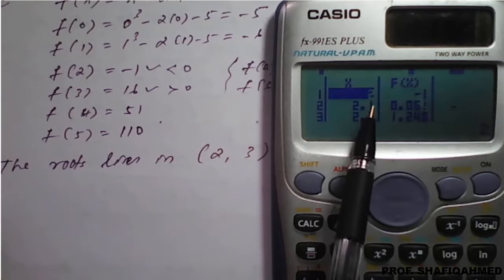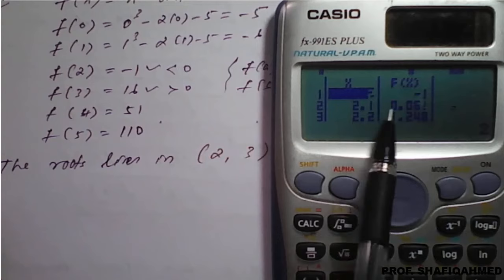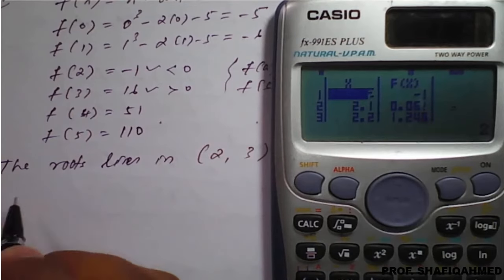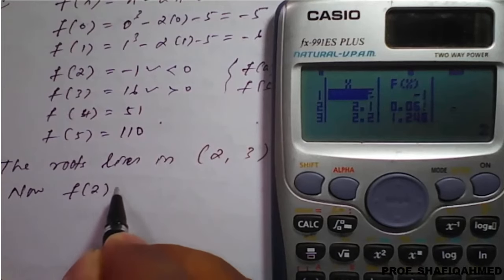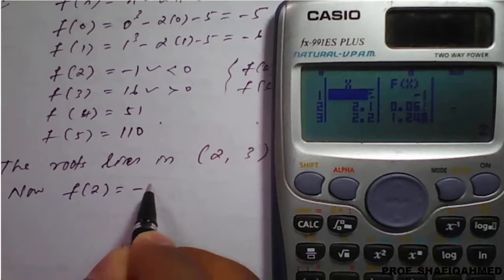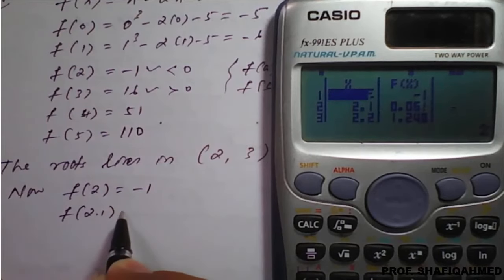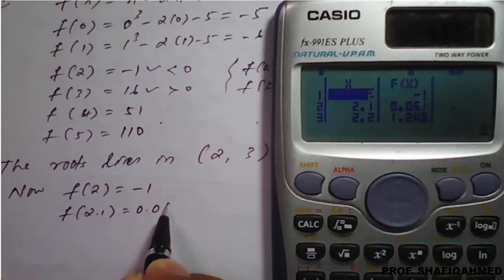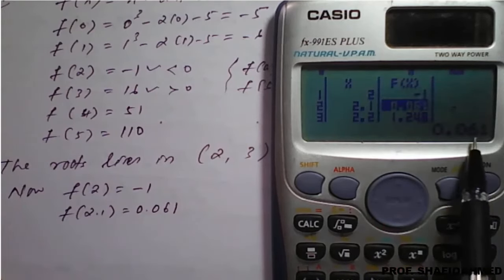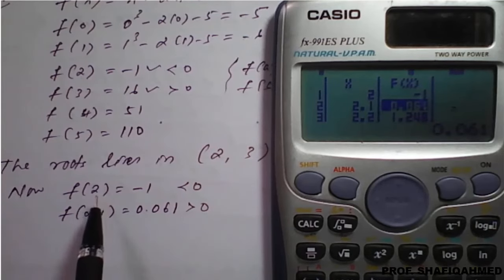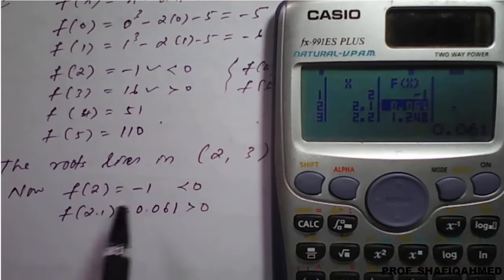So you will find, because of 2 it is minus, because of 2.1 it is plus, so we'll consider here. So now, because of f of 2 the result is minus 1, and f of 2.1 will be 0.061. Okay, so it is 0.061. So I can say that this is a negative value, this is a positive value. So based on this we got the fresh roots. So our root lies between 2 and 2.1, instead of 2 and 3.